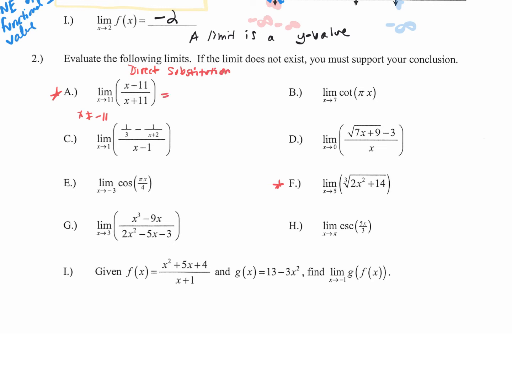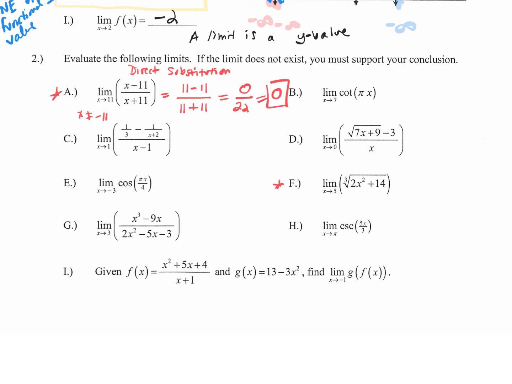By direct substitution, I mean plug it in. So I have 11 minus 11 over 11 plus 11. Before you freak out on me, it's 11 minus 11 in the numerator. So that's 0 in the numerator divided by 22, which is just 0. That's your limit. It's okay to have 0 in the numerator, not okay to have 0 in the denominator. That's undefined.